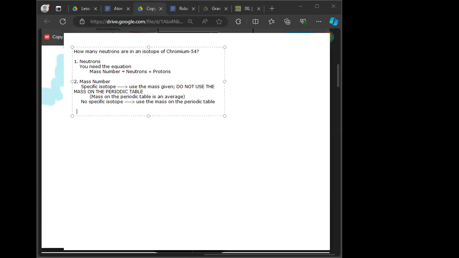So basically the mass is 54. So the mass number is 54. 54 equals neutrons plus protons.